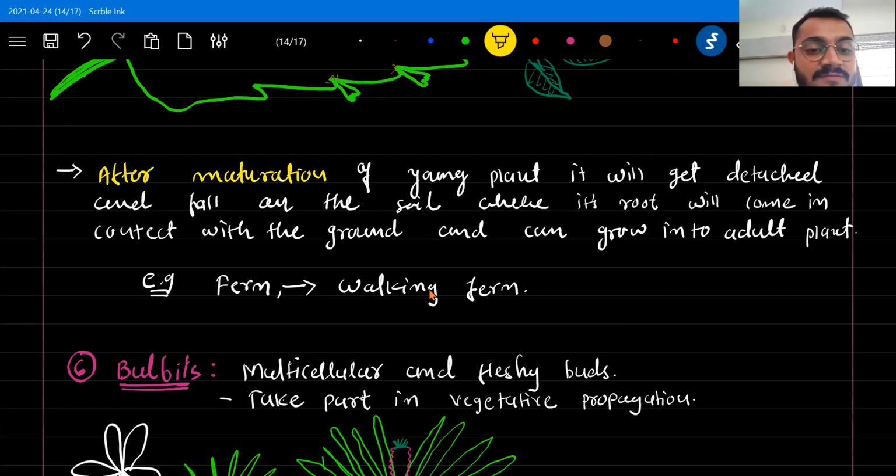After maturation, the young plant will get detached and fall on the soil, where its roots will come in contact with the ground, and it can grow into an adult plant. The example is fern. You have seen fern. The fern is used for decorative purposes, and it is also called the walking fern.